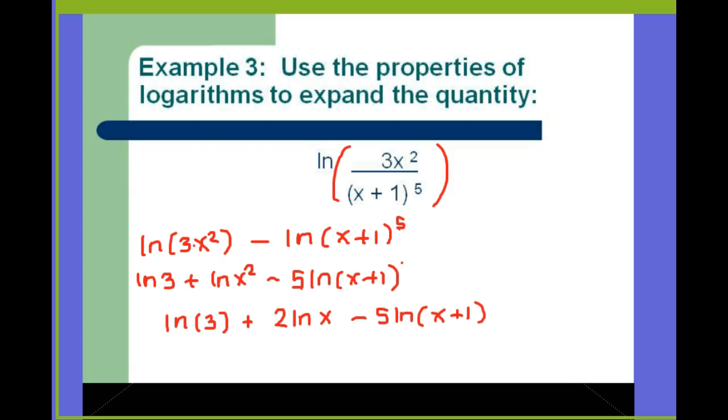It's important to make note that the natural log of 3 would be considered a constant. The natural log of 3 is considered a constant. That is simply a number. So again, ln 3 is a constant or a number, where this and this are considered functions.